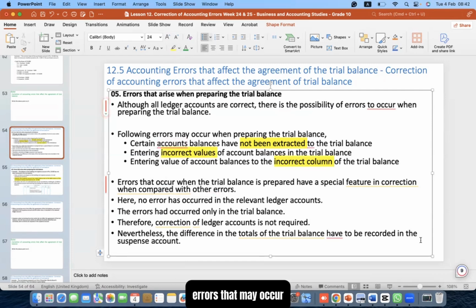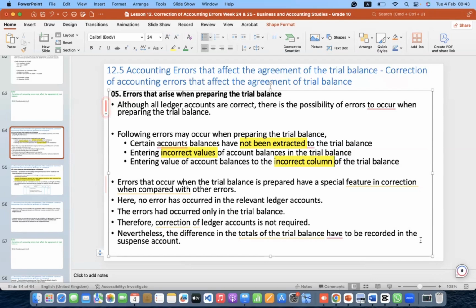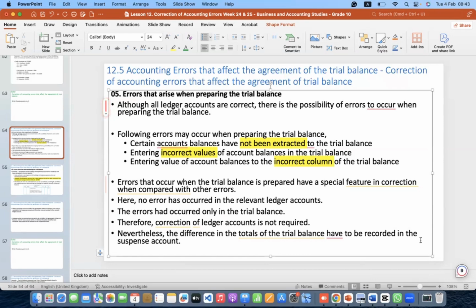Errors that may occur when the trial balance is prepared have a specific feature in correction when compared with the others. Here, no errors have occurred in the relevant ledger accounts. Errors had occurred only in the trial balance. Therefore, correction of ledger accounts is not required. Nevertheless, the difference in the total of the trial balance has to be recorded in the suspense account.